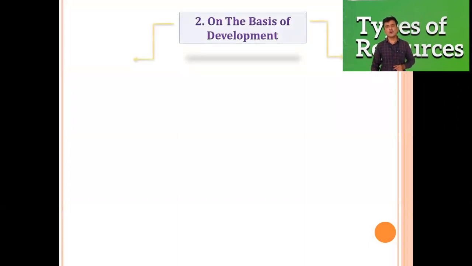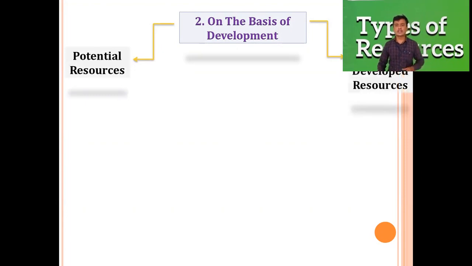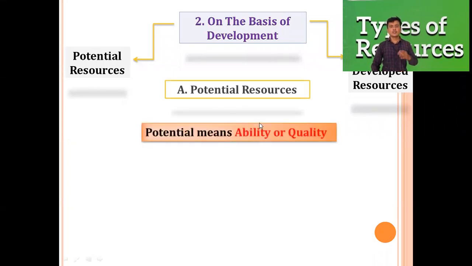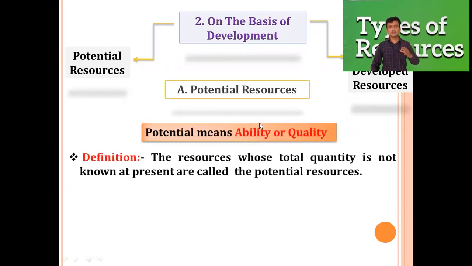The second type is on the basis of development. There are two: potential resources and actual or developed resources. Here, potential resource means what? Potentiality means ability or quality. Definition: the resources whose total quantity is not known at present are called potential resources.